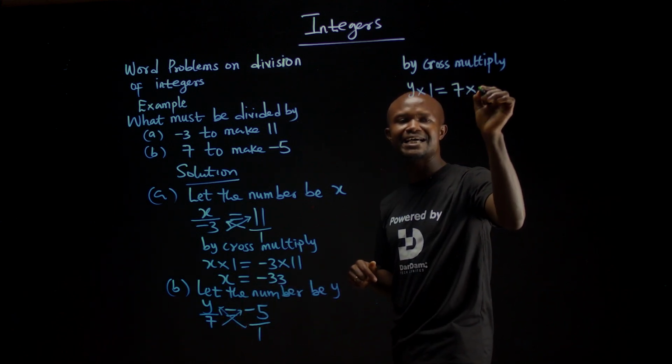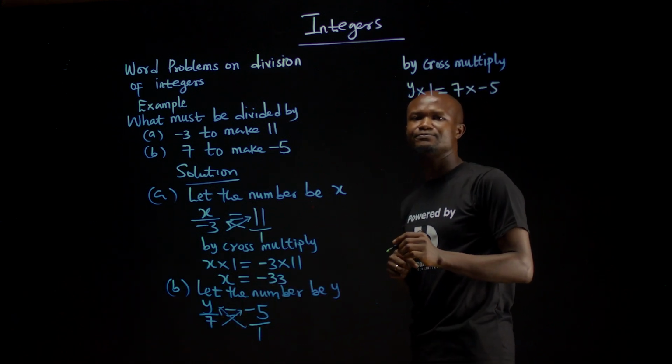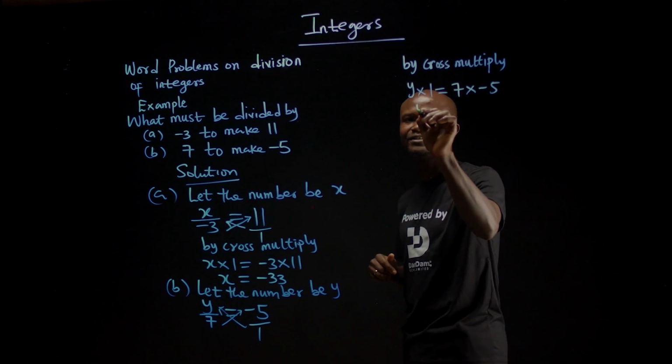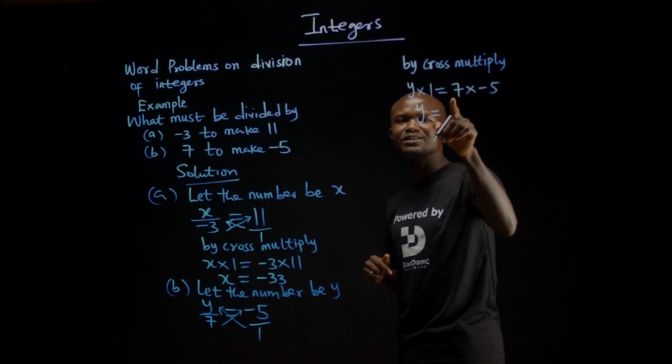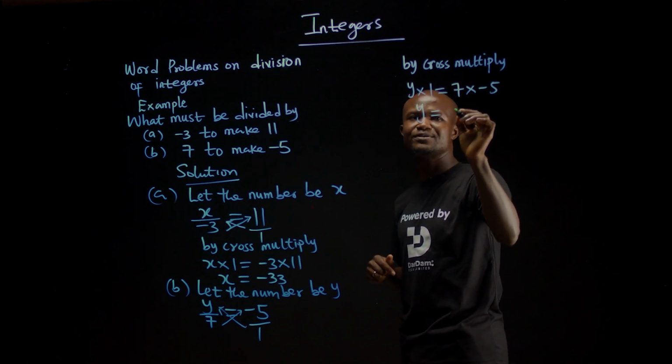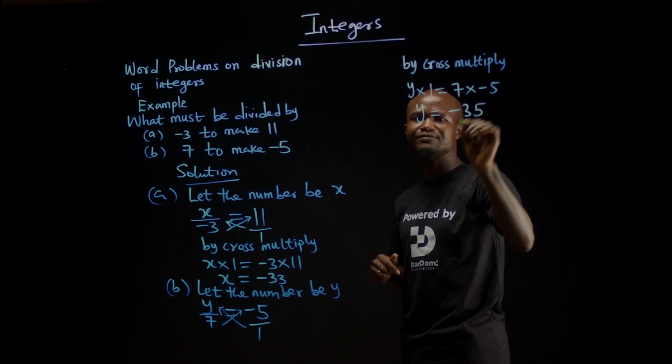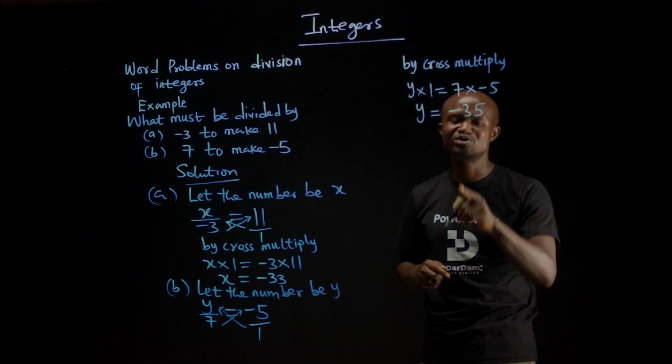7 times -5. What is y times 1? That is y. What is 7 times -5? What would that give us? -35. That is the solution to the question.